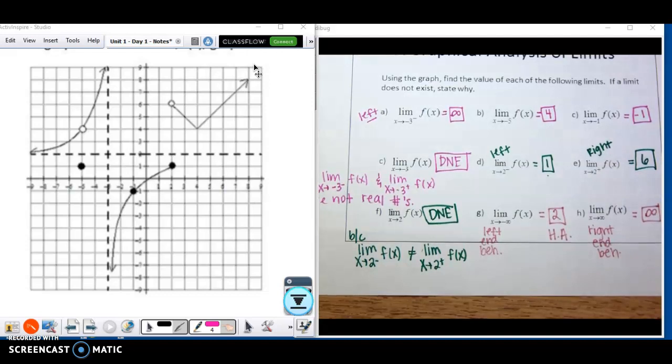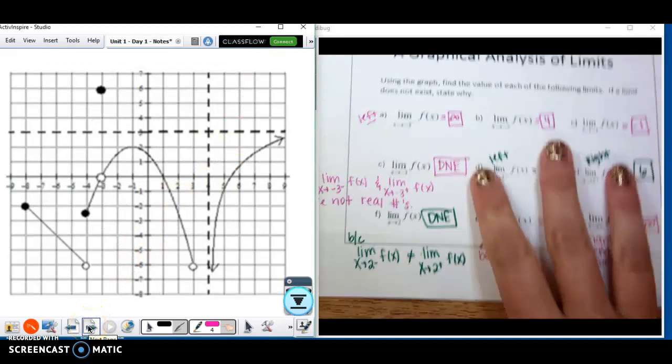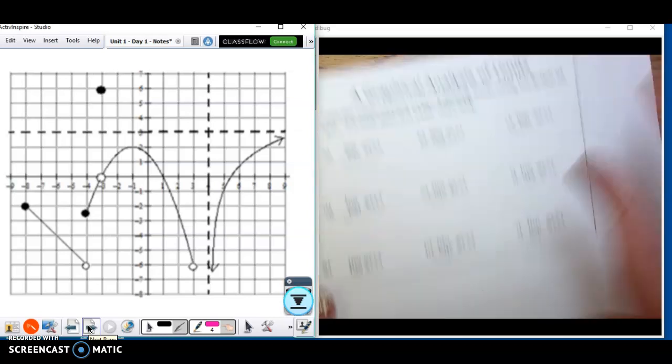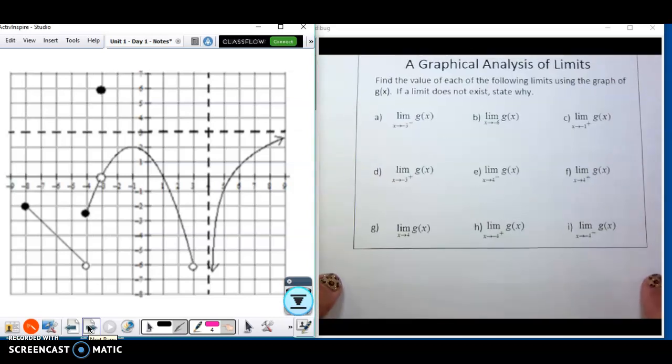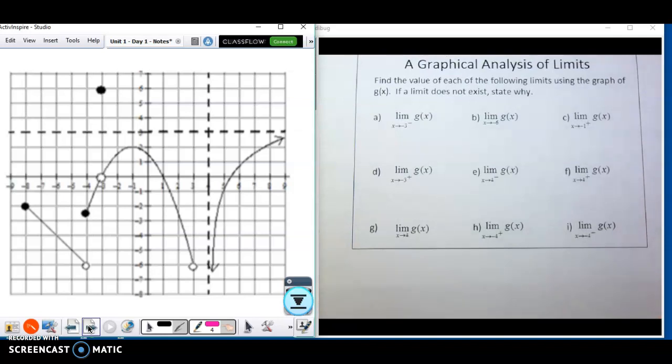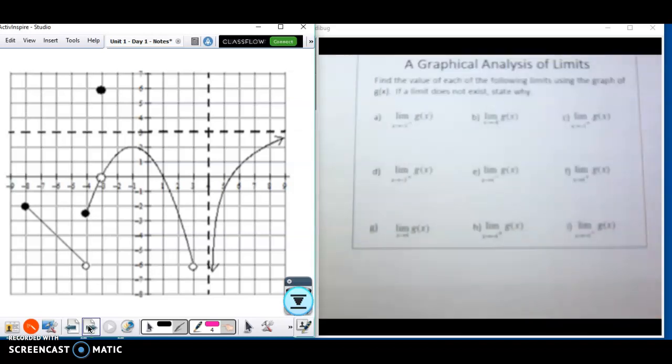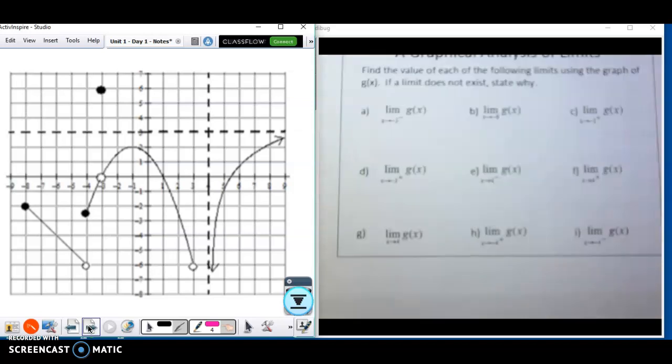Okay? So we have another set to look at. Change the graph. So same kind of thing. We have a graph, different graph, but same type of question. So if the limit doesn't exist, we have to explain why. So let me do this. That's a little easier to read.